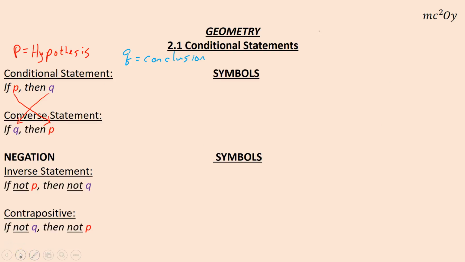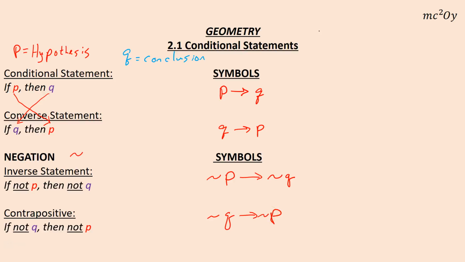So some symbols we need to know. First, the way we write this mathematically is we say this, P, then Q. Okay, this would be Q, then P. Okay, this would be negation is that symbol there. Okay, so if not P, then not Q. And this would say if not Q, then not P.